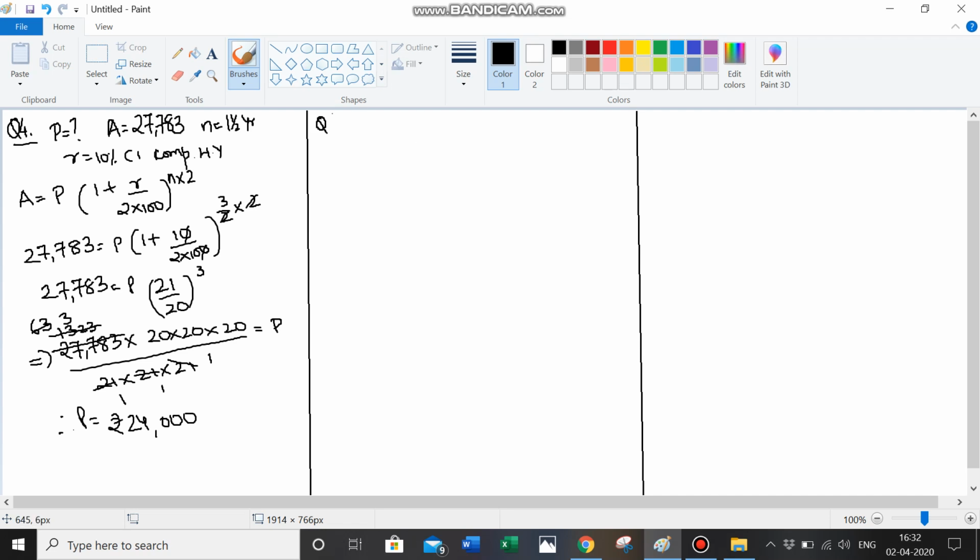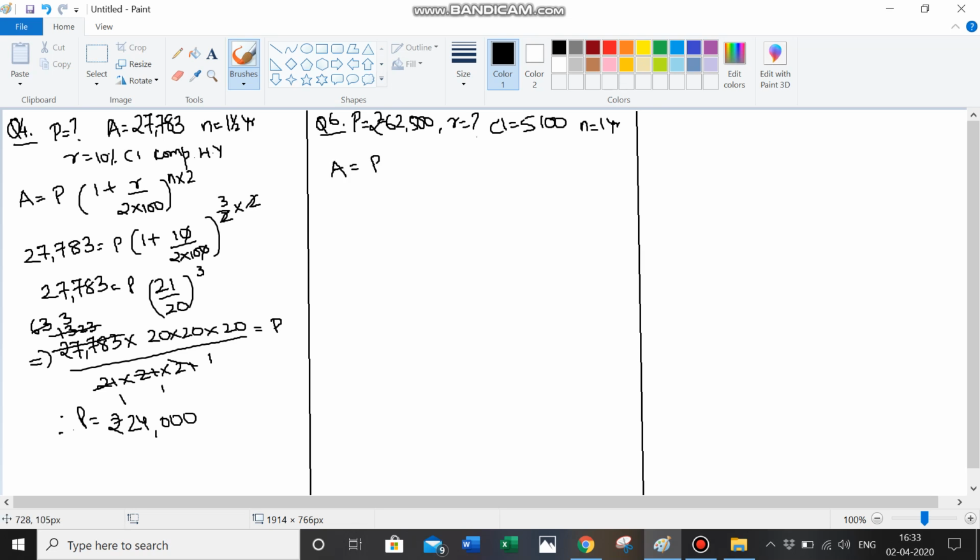The next question I'll solve is question number 6. At what rate of interest? The last time P was missing, now let's calculate the rate. At what rate of interest per annum will a sum of rupees 62,500 earn a compound interest of 5100 in 1 year? So P is 62,500, R is question mark, CI is 5100, N is 1 year, and the interest is compounded half yearly.